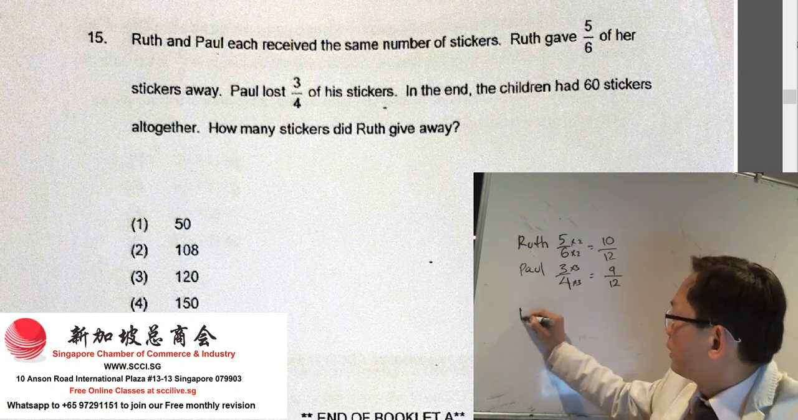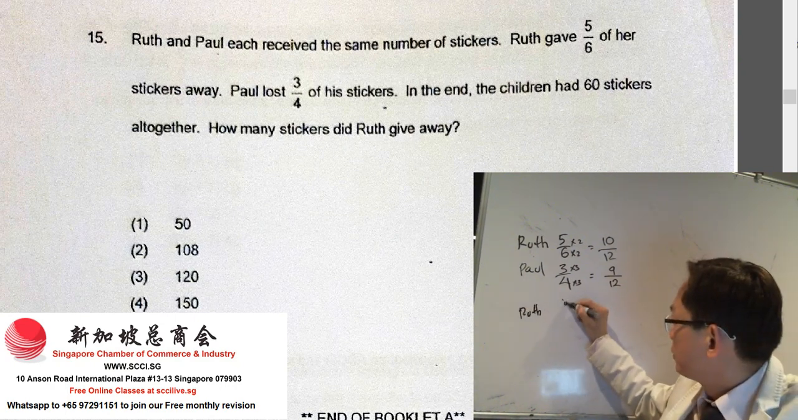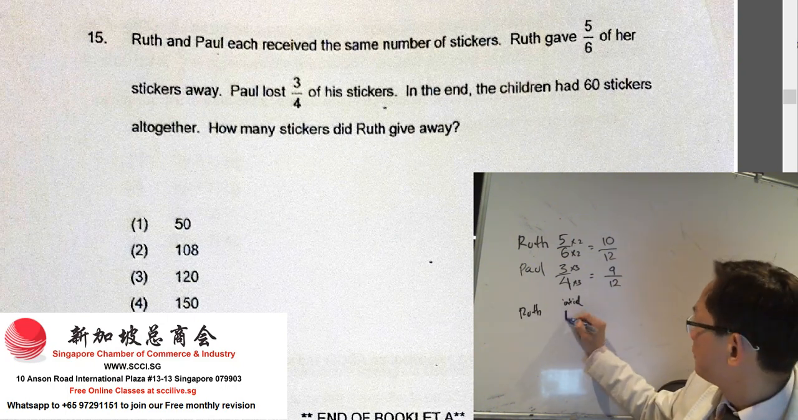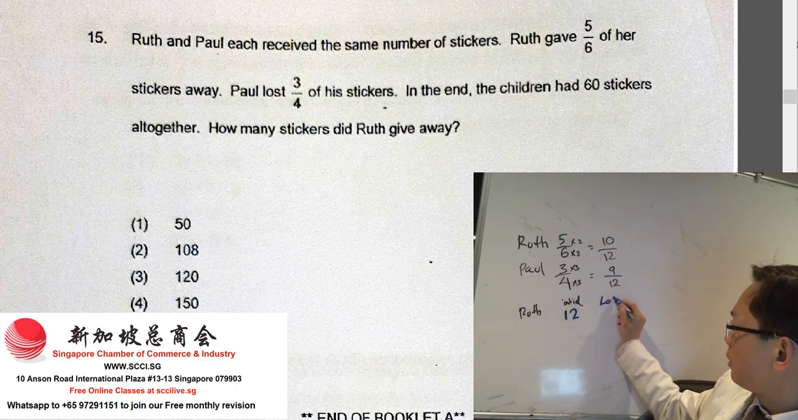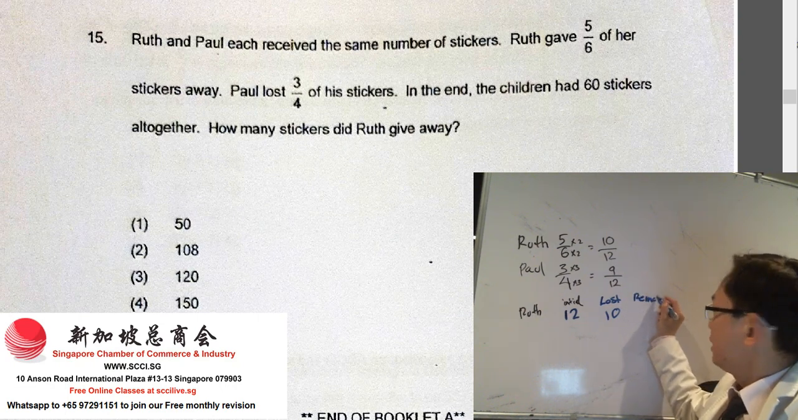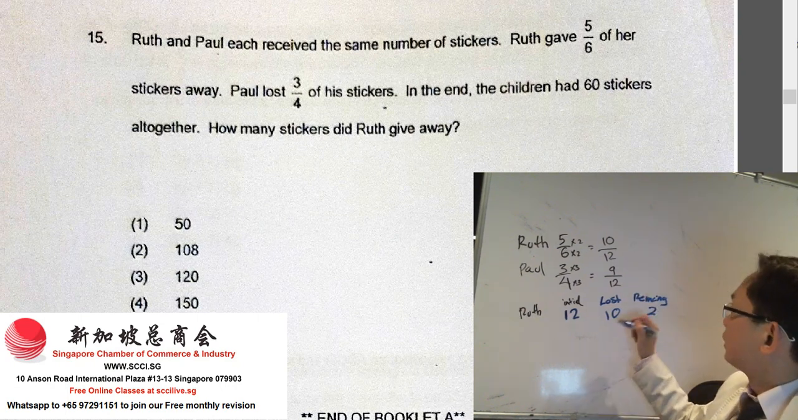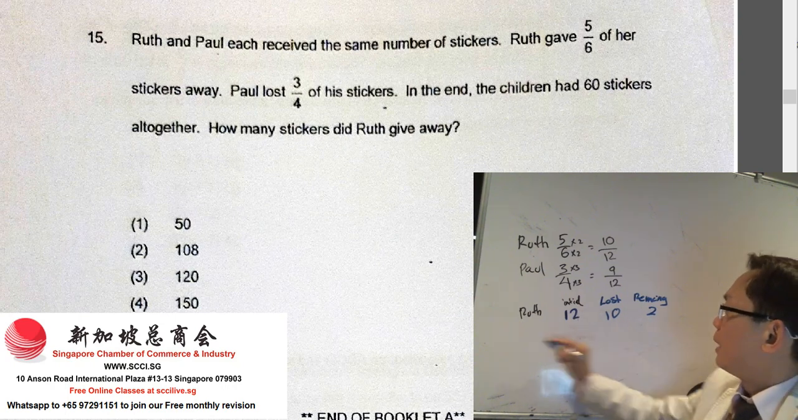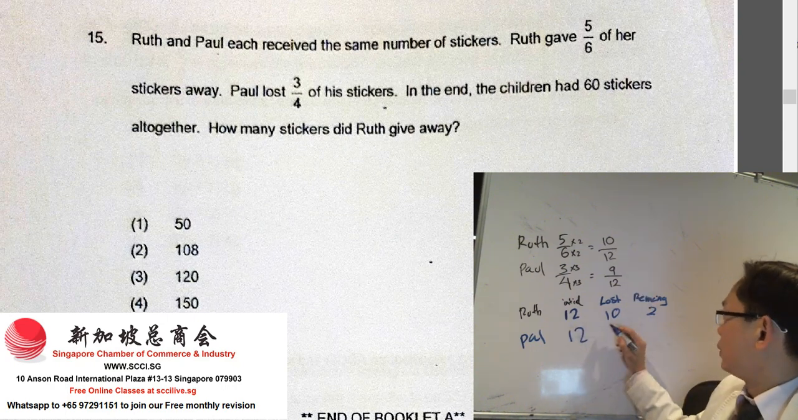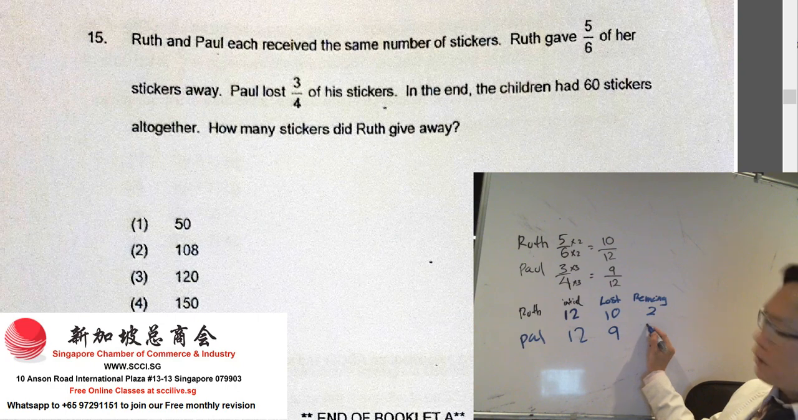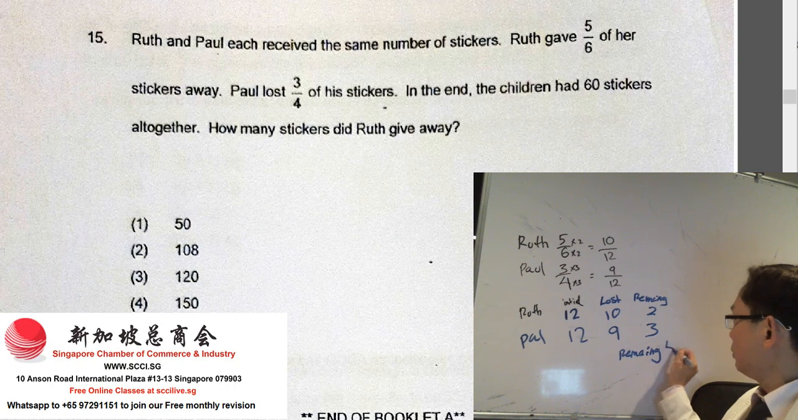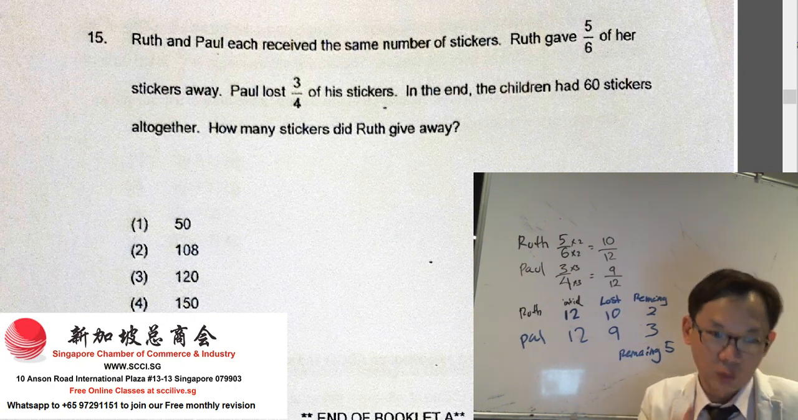Now if Ruth initially, let's look at it, let me change the color, has 12 over here, and they lost about 10 over here. So what is the remaining? The remaining is only 2, correct? Initially Paul has 12, but he has lost 9. So now how many does he have? 3. So assuming the total remaining is 5, correct? Let's assume that total remaining is 5 first.